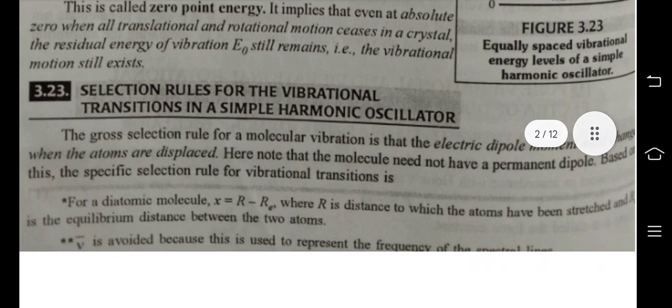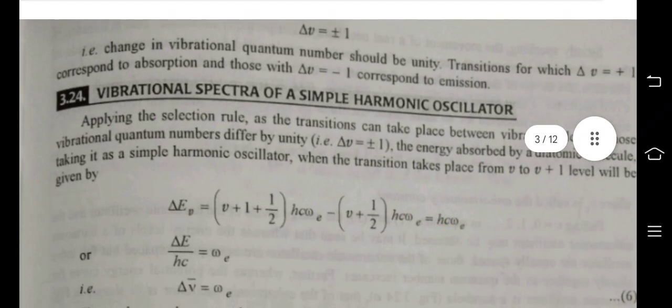Next topic is selection rules for the vibrational transition in a simple harmonic oscillator. The gross selection rule for a molecular vibration is that the electrical dipole moment must change when the atoms are displaced. Here note that the molecule need not have a permanent dipole. Based on this, the specific selection rule for the vibrational transitions is delta v is equal to plus minus 1. That is, the change in vibrational quantum number should be unity.